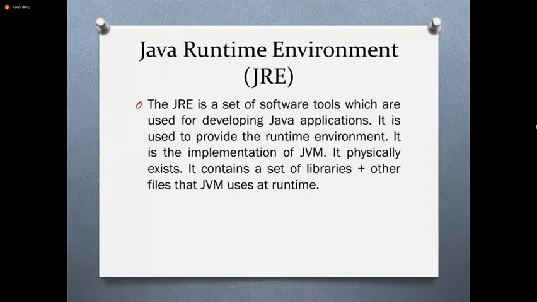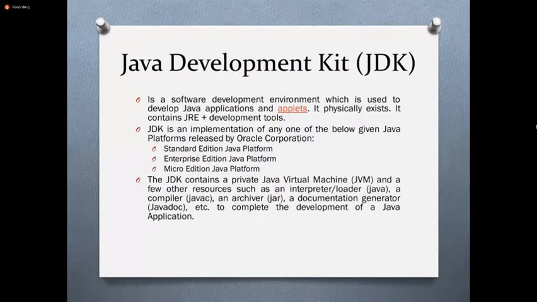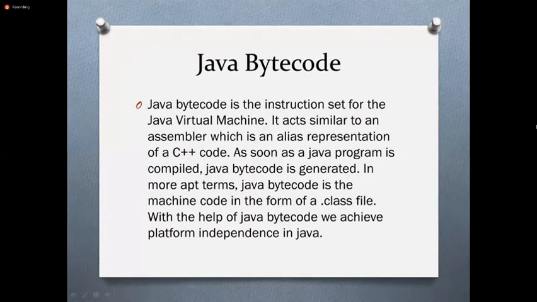Then we'll move on to the next slide, that is about the Java Development Kit or the JDK. If we take the JDK, it is a software development environment which is used to develop Java applications and applets, right? An applet is a small program which runs on the internet or the web browser. Then this is also physically existing, and it will contain the JRE with other development tools.